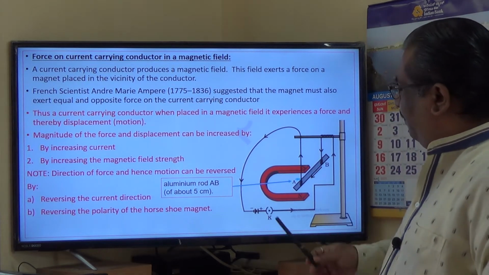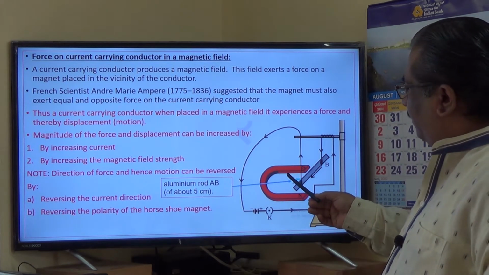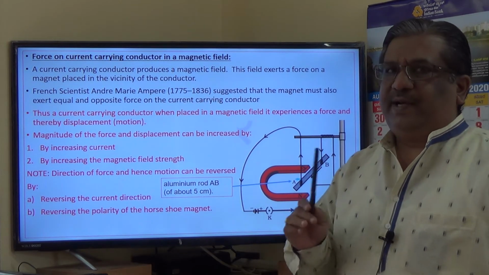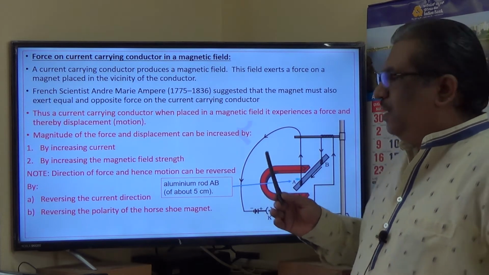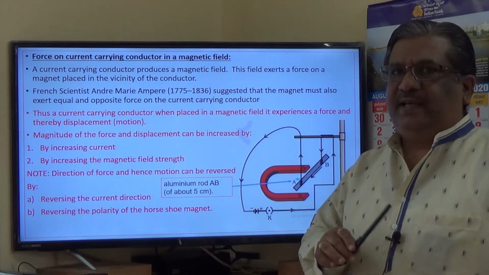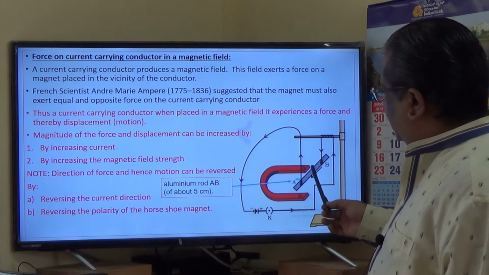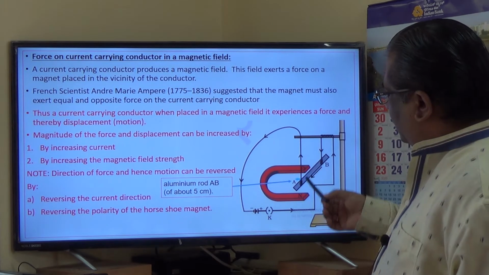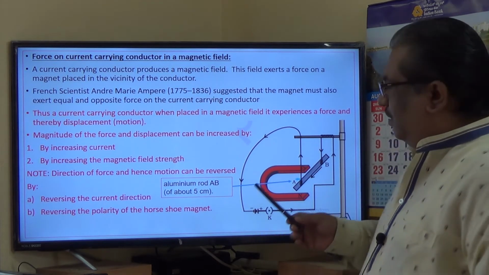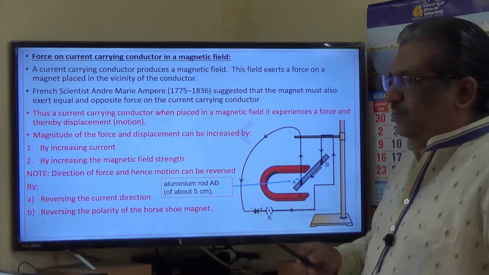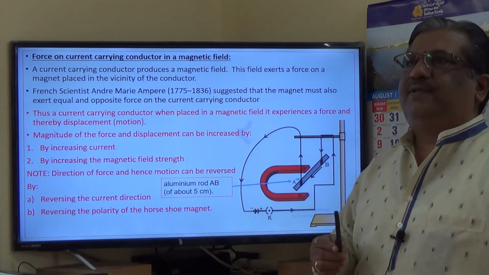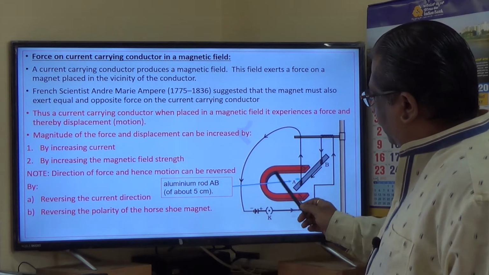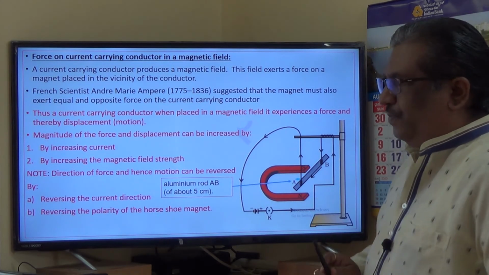Important here is there is a horseshoe magnet, in which this conductor is placed. In which direction, in which orientation this conductor is placed, we'll study in detail. If this conductor is placed inside this horseshoe magnet and a current is passed through it, then this conductor behaves like a magnet. It produces a magnetic field. That magnetic field produces a force on this outside magnet.